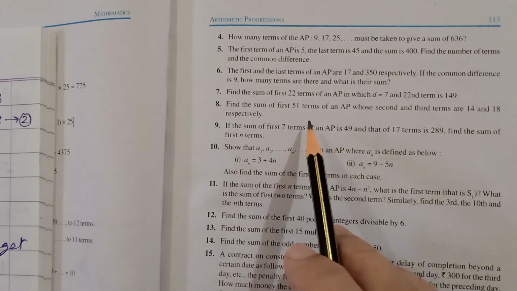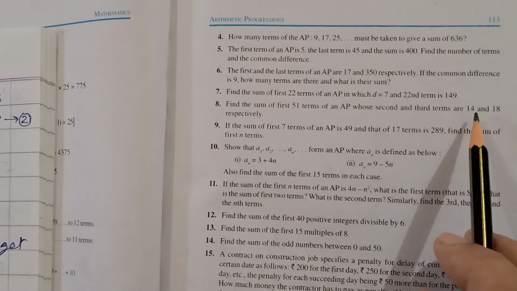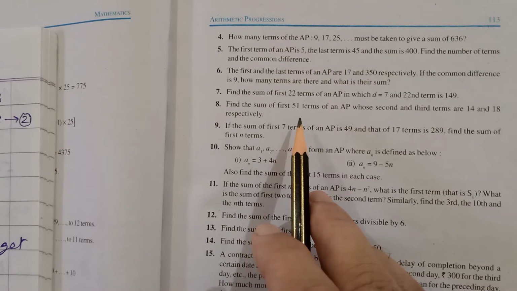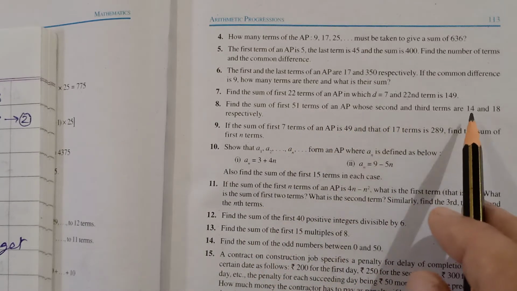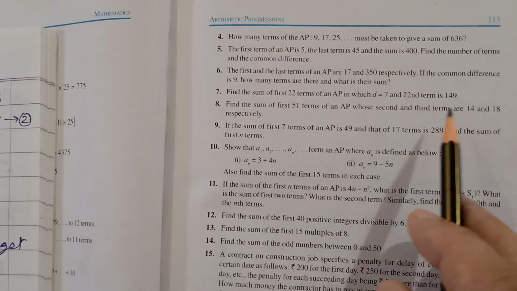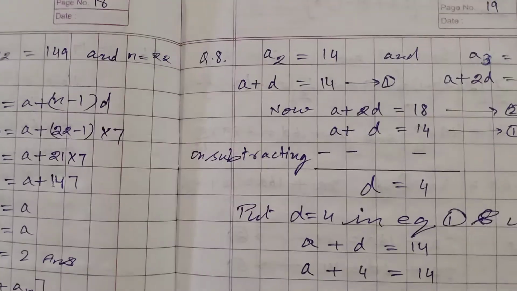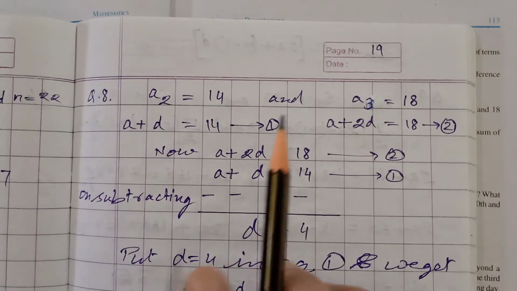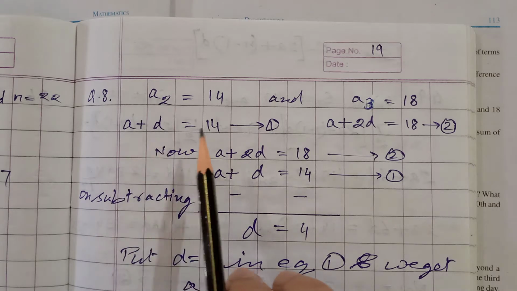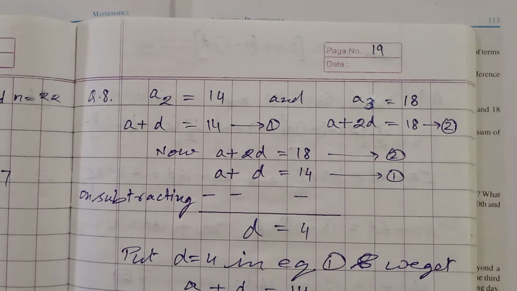Find the sum of first 51 terms of an AP whose second and third terms are 14 and 18 respectively. Find the sum of first 51 terms. Second term is A2 equals 14 and third term A3 equals 18. Formula of A2 we can write as a plus d equals 14. This is your first equation. A3 equals 18, a plus 2d equals 18.